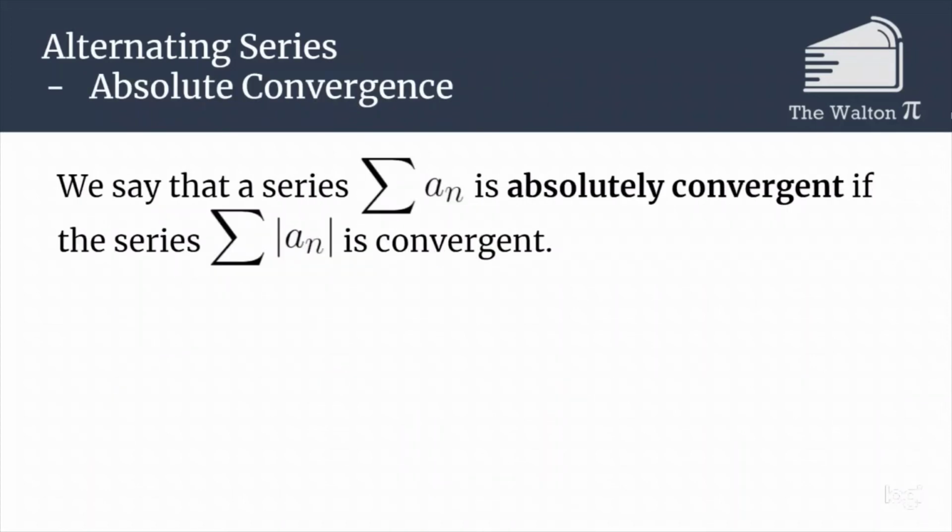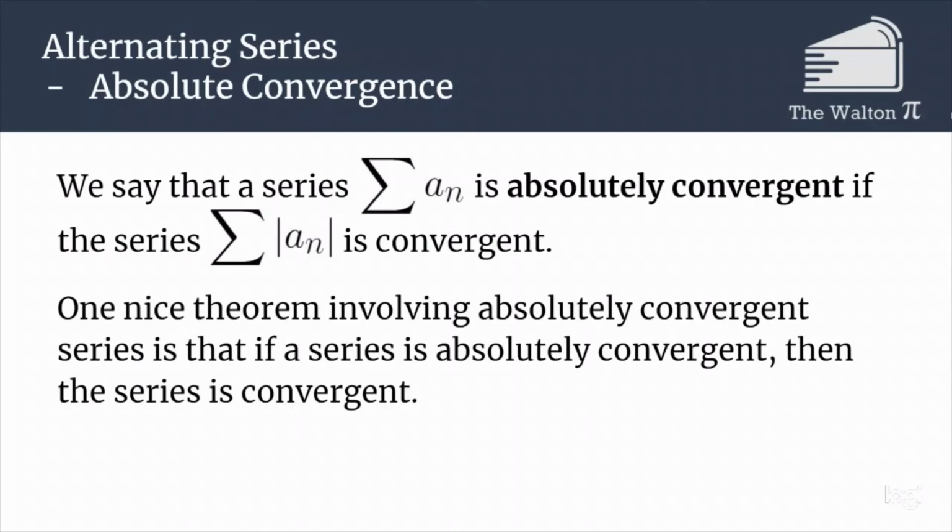We also say that a series, the sum of a sub n, is absolutely convergent if the series of the absolute value of a sub n is convergent. So it's absolutely convergent if the sum of the absolute values is convergent. A nice theorem involving absolutely convergent series is that if a series is absolutely convergent, then the series itself is going to be convergent. So if we know that the sum of the absolute value of a sub n is convergent, then the sum of a sub n is also going to be convergent.